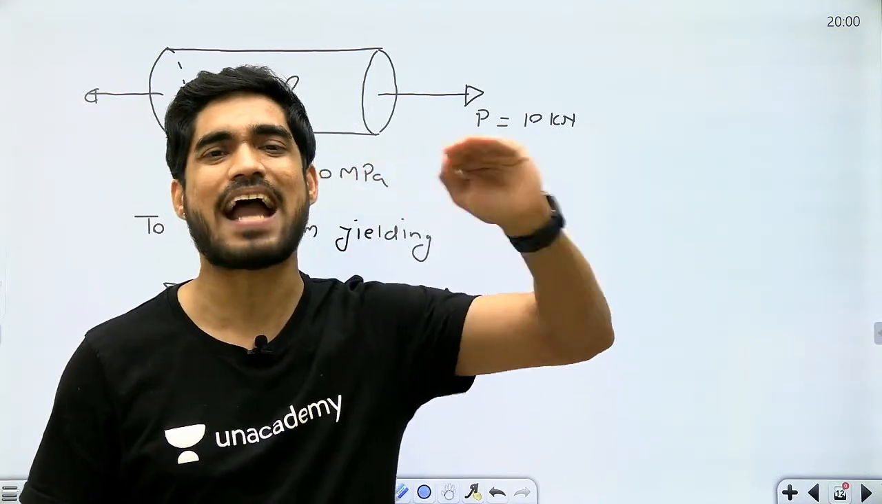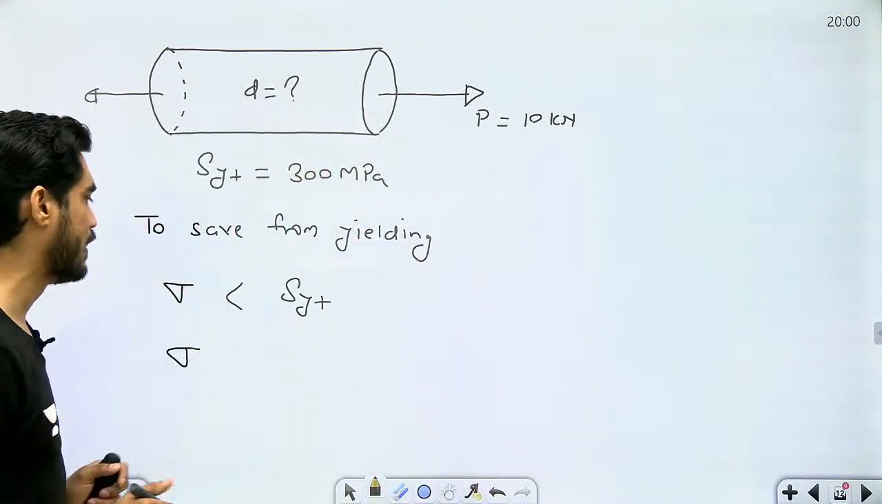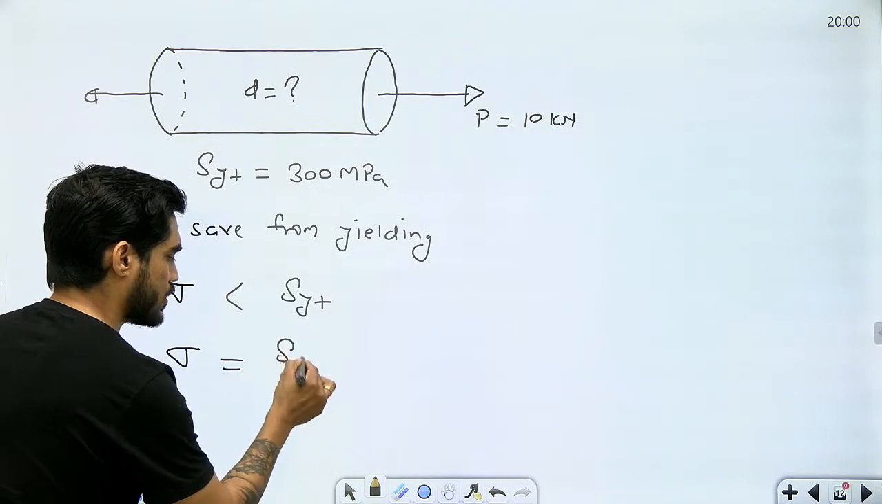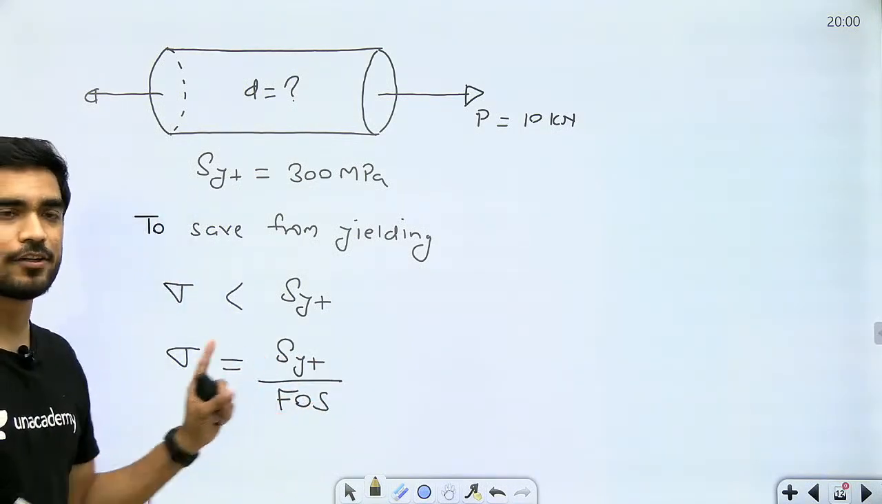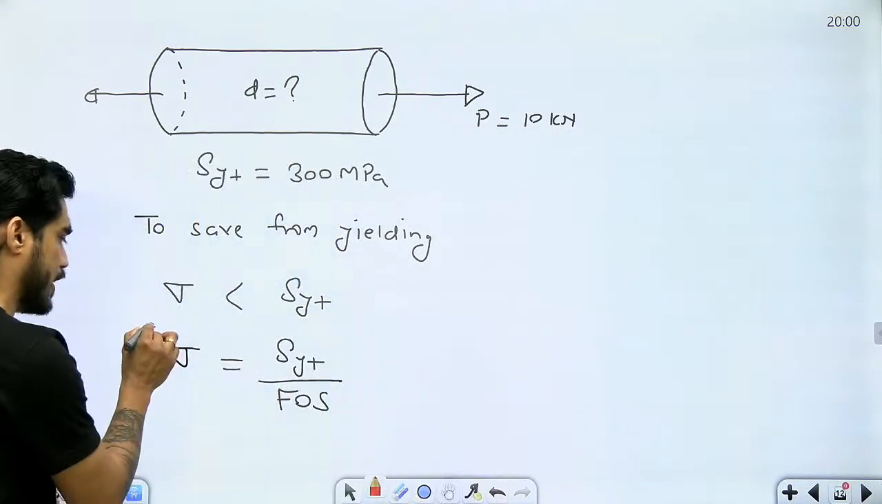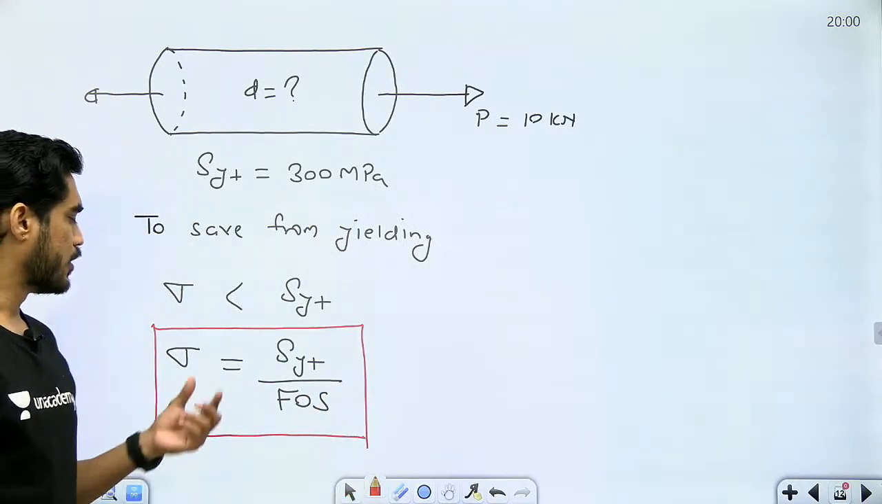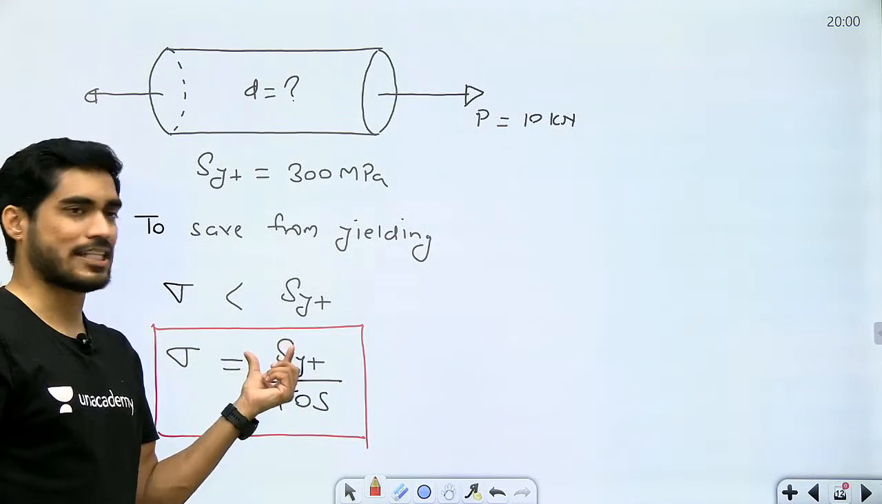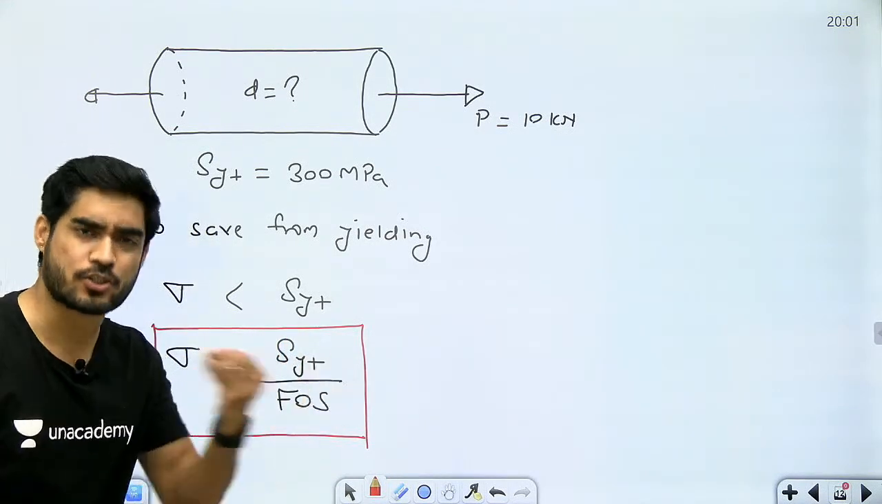I need some factor of safety. I need to be safe. So beta, what will I use? I will use a factor of safety. मैं एक factor of safety use करूंगा. What is factor of safety? Beta, see, your sigma should be less than SYT. Okay, you can't keep your sigma very close to SYT.